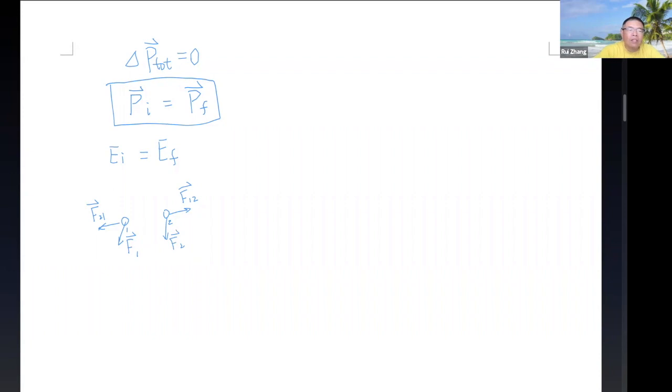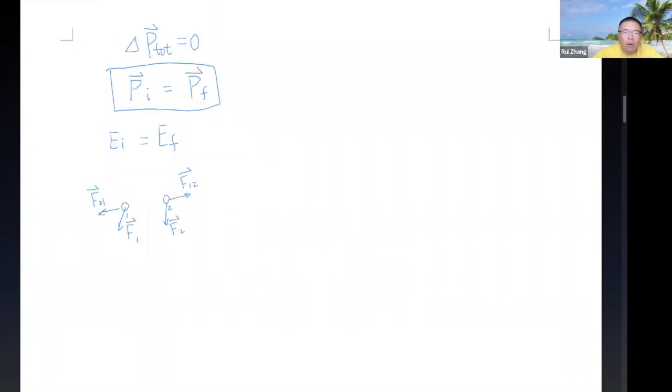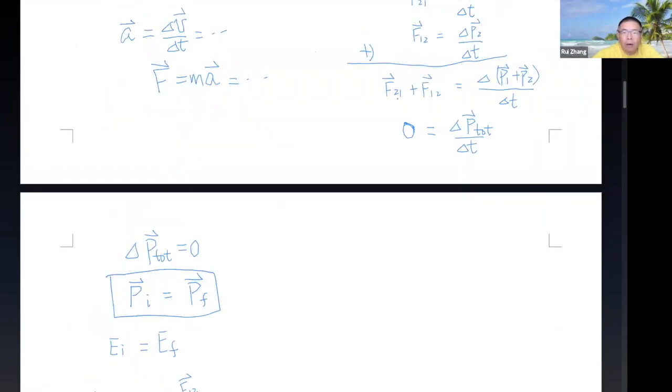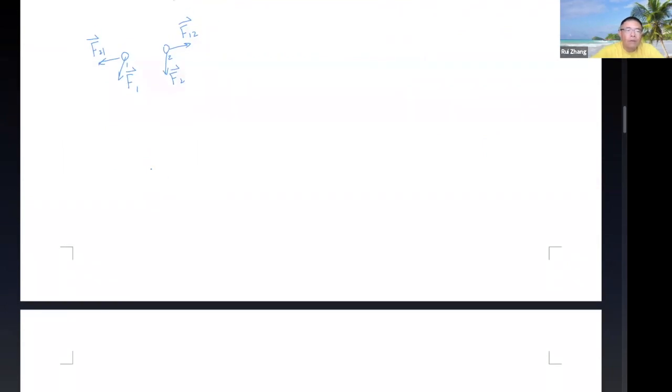So when you have external forces on the object, you can try to write Newton's law again like we're doing here. Then for the first object, you have F21 plus F1 equals delta P1 divided by delta T. And then for the second object, you have F12 plus F2 equals delta P2 divided by delta T, okay?